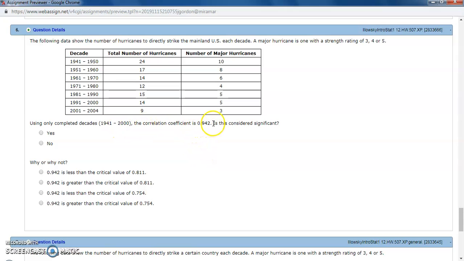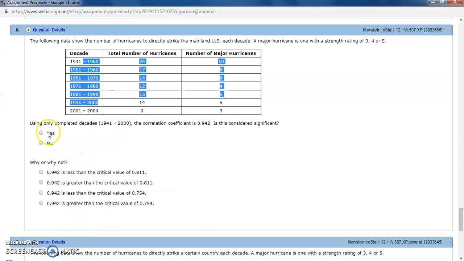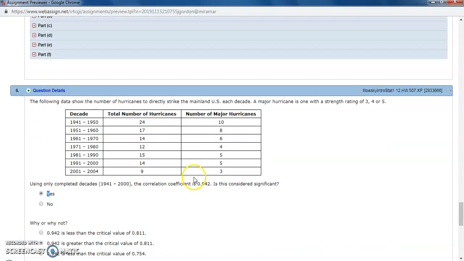Is this significant? And again, its degrees of freedom is n minus 2: 1, 2, 3, 4, 5, 6 data points. 6 minus 2 gives you 4. The critical value for 4 is 0.811. So yes, it's significant, and 0.9542 is greater than the critical value of 0.811.